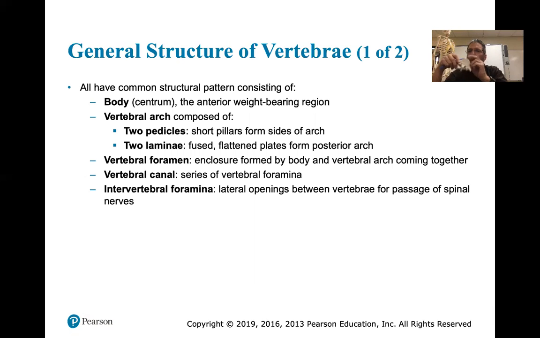So orientation: anterior, posterior. Here's the lamina, right? It's on the lateral side of the spinal cord. Have you ever heard of a laminectomy? If this disc starts being compressed, we can go in and cut that and relieve some of the pressure. Vertebral foramen, series of vertebral foramen. See that in there? I can look through that if I wanted to. Intervertebral foramen, lateral openings between the vertebrae, and passage for the spinal nerves.